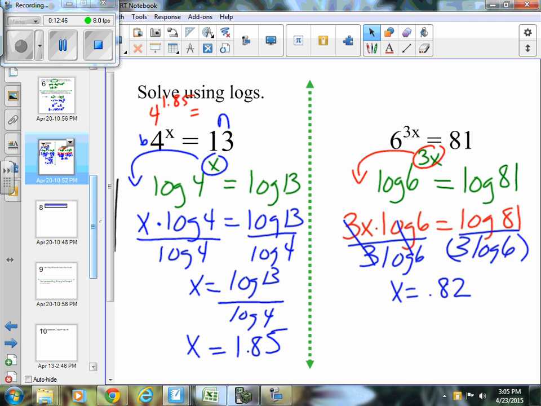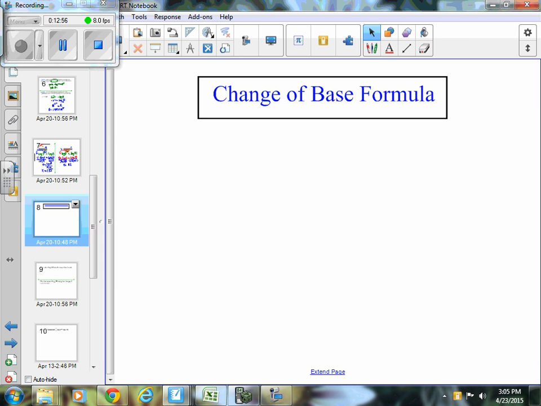So once you start doing a few of these, notice again, you had log of the number, 81, divided by log of the base. And you kind of keep doing the same thing over and over again, and you realize, gosh, that's always the same. And that's called the change of base formula, which basically says that you can take the log of the number divided by log of the base anytime.